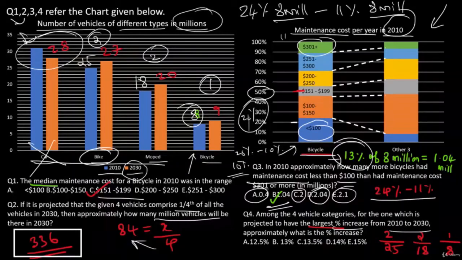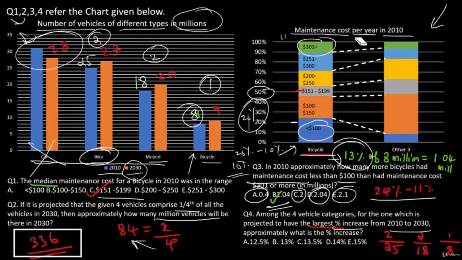Now among these 3, which is the greatest one? It's 1 by 8, right? So how do you do that? Let's quickly check that. Let me make some space over here. Now if I want to compare 2 by 25 and say 1 by 8, which among these two is greater, 2 by 25 or 1 by 8?